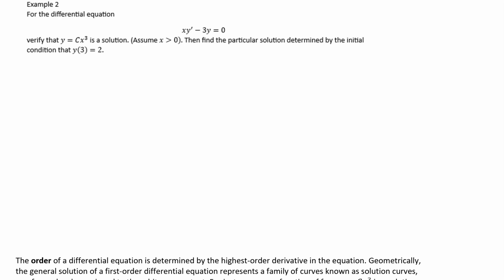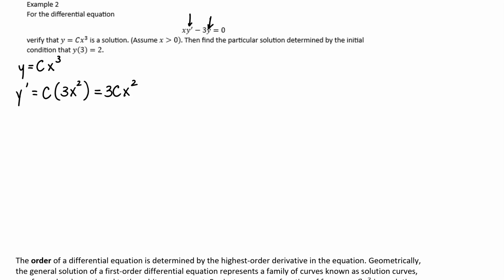The differential equation involves the original function y and the first derivative of y. So I'll take the first derivative. The c in front is just a constant, and the derivative of x cubed is 3x squared. So we get y prime is simply equal to 3cx squared.